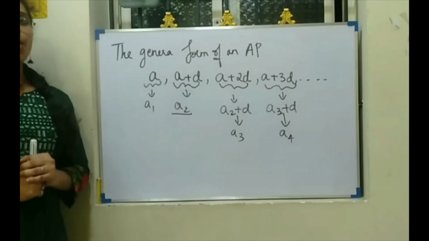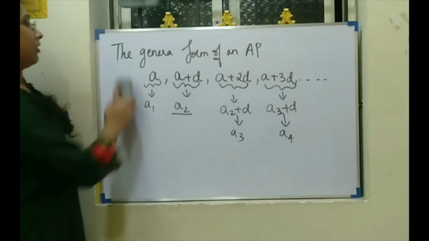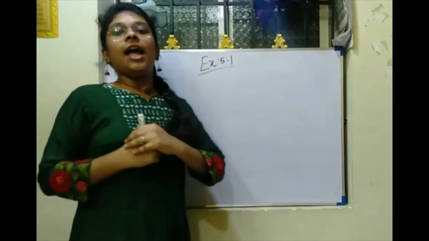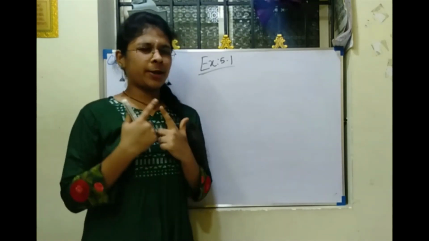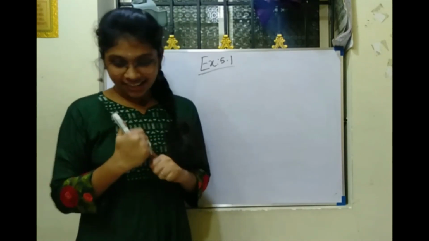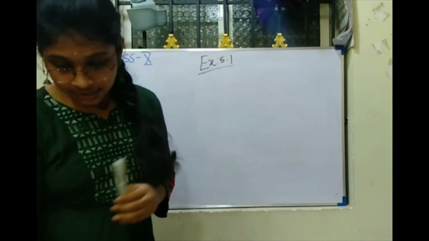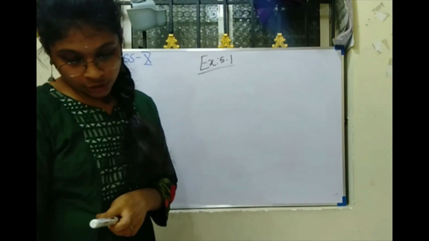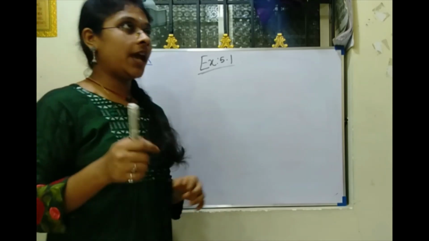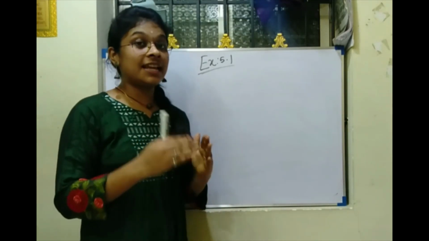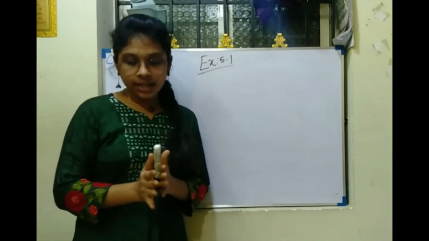Okay. Now let's move on to the exercise. Let's move on to the first exercise, 5.1. Let's get started, okay? In which of the following situations does the list of numbers involved make an arithmetic progression, and why? So we have to find whether the following statements are an AP or not, okay?